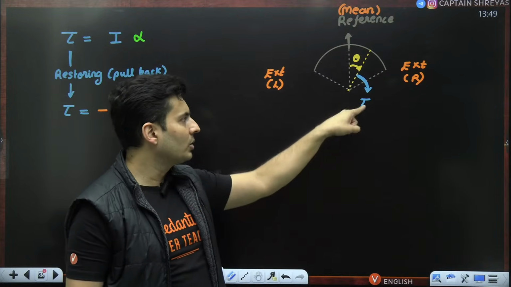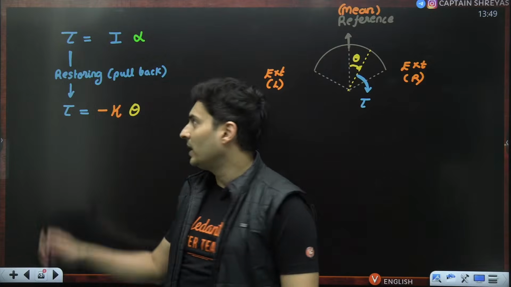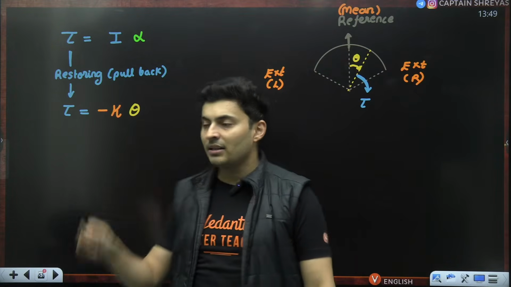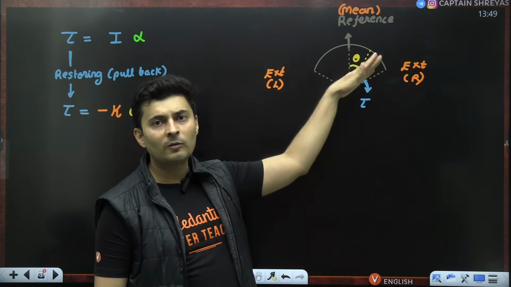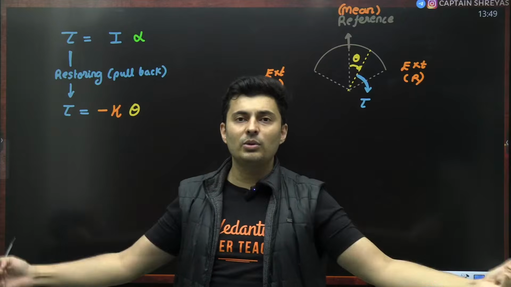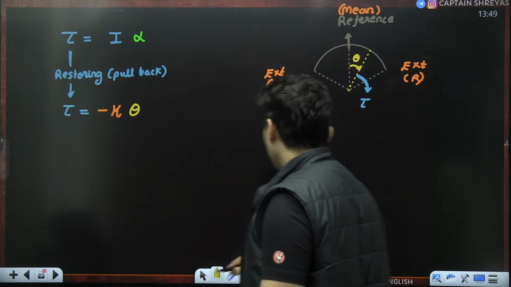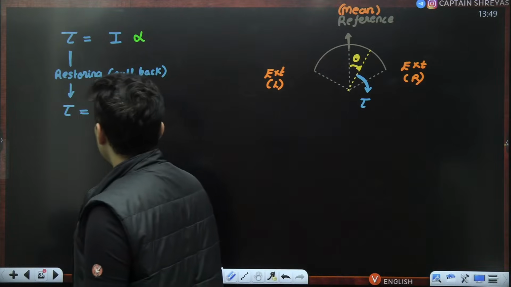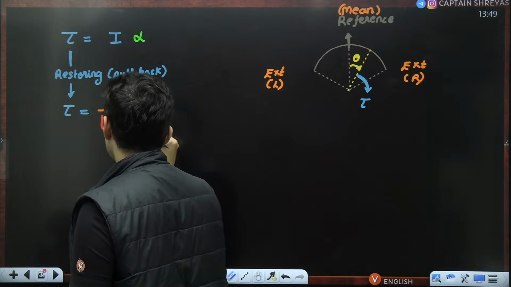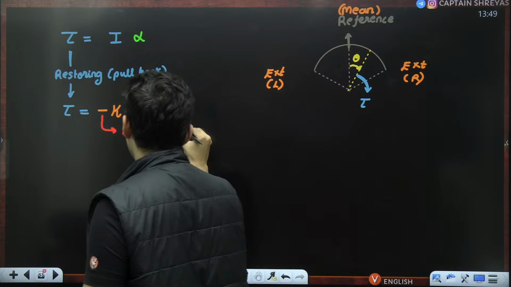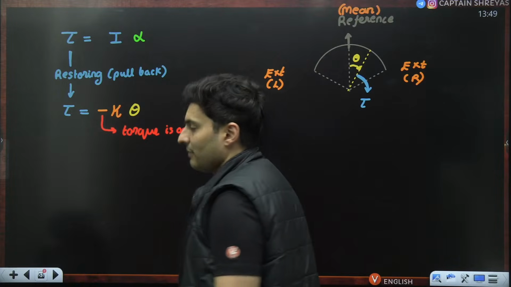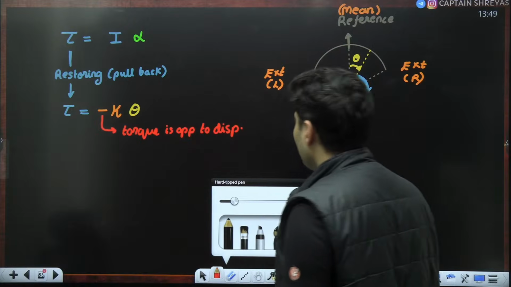So the moment I show torque this way in the same direction of theta, this minus indicates torque and theta can't be of the same sign. If theta is positive, torque will be negative. If theta is negative, torque will be positive. That means they are always opposite to each other. So that is why that negative sign. This negative sign indicates that the torque is opposite to the displacement. That's what it signifies.